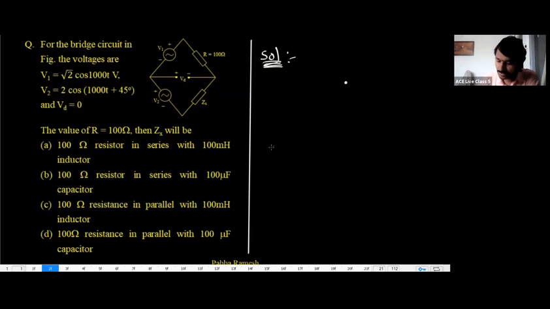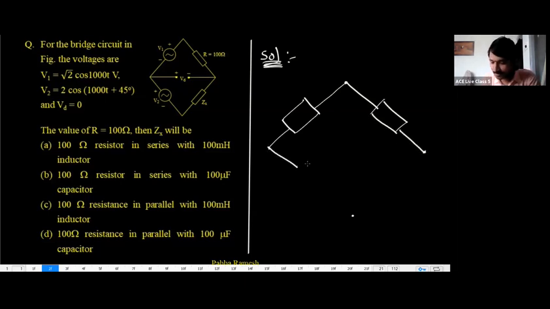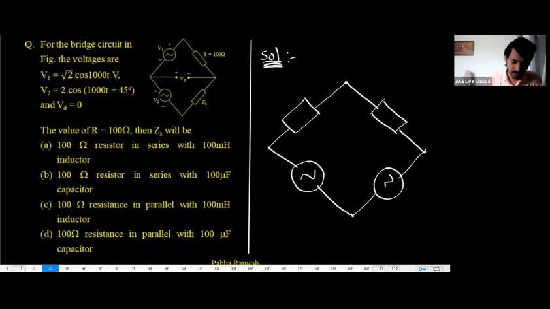Here I'm modifying the bridge like this. This is one branch. I'm just rotating the diagram to get a clear picture. Between these two, there is no drop. VD equal to 0 means this potential and this potential are both equal, which means it is a balanced circuit, right?